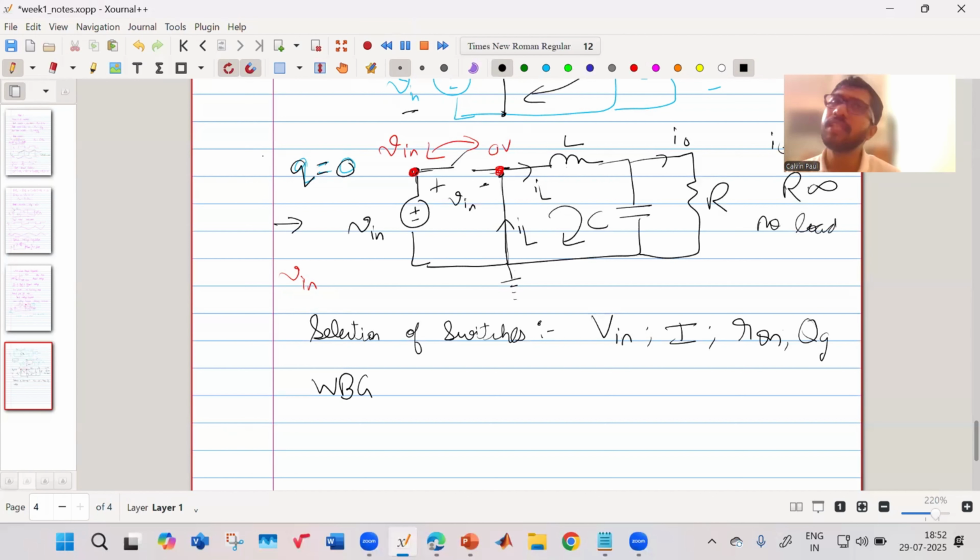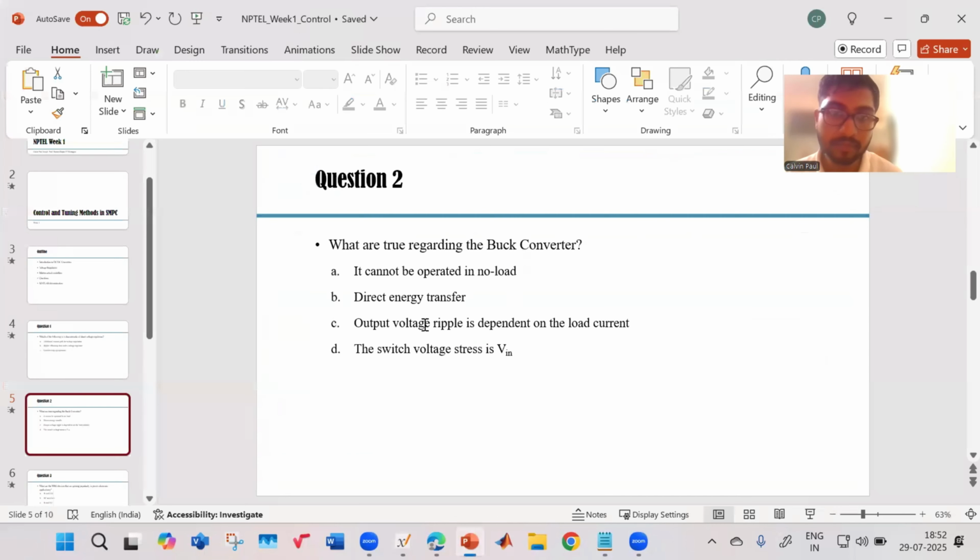There are later parts of this course also. In this course it's not there, but selection of switches is an important thing. If you want, I can also put a link to a video which says how to select the switches. So that completes the voltage stress.